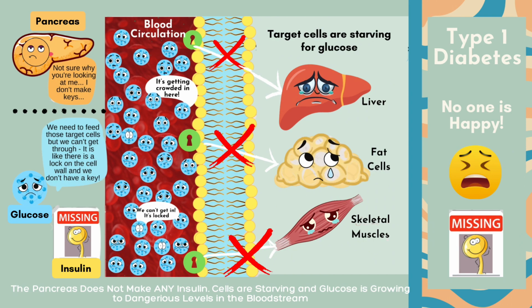So this is the scenario of what would happen in type 1 diabetes. We're not going to spend a lot of time talking about type 1 diabetes, and that's because type 1 diabetes is a little bit different in that it has absolutely nothing to do with insulin resistance, because in this scenario of type 1 diabetes, there is actually no insulin whatsoever. So it's not an issue that you're becoming resistant to insulin. The problem is you're not making insulin.